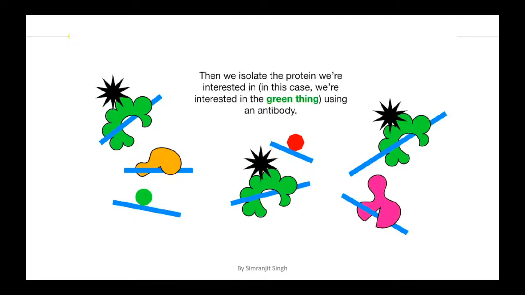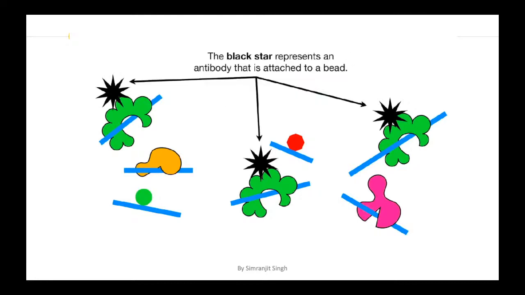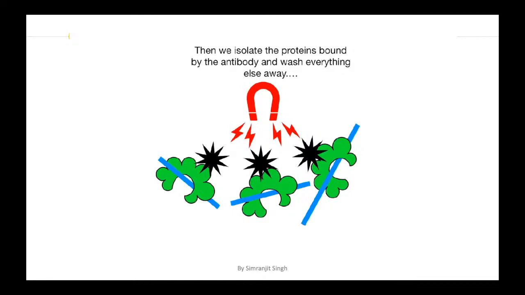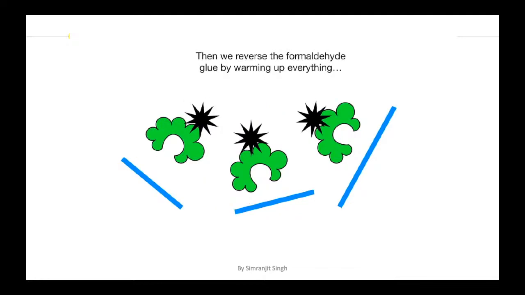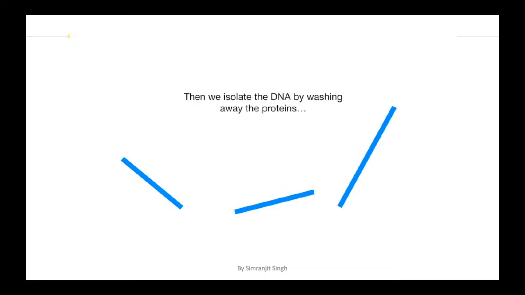Then we isolate the protein we're interested in, in this case the green thing, using an antibody. The black star represents an antibody that is attached to a bead. Then we isolate the proteins bound by the antibody and wash everything else away. Then we reverse the formaldehyde glue by warming up everything. Then we isolate the DNA by washing away the proteins, including the histones.